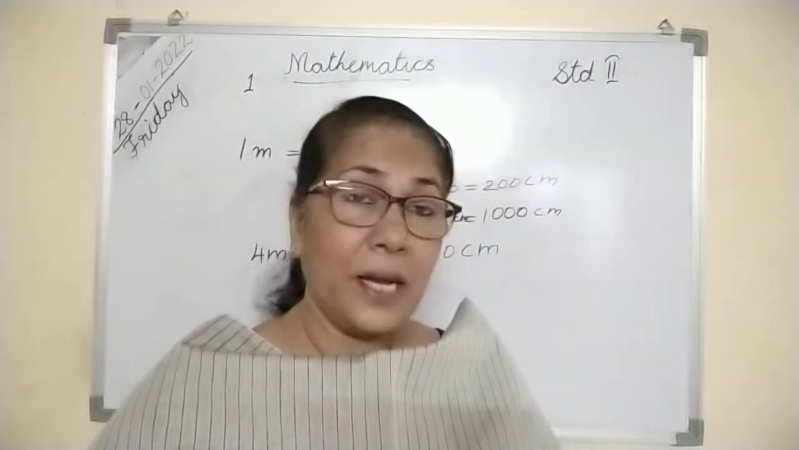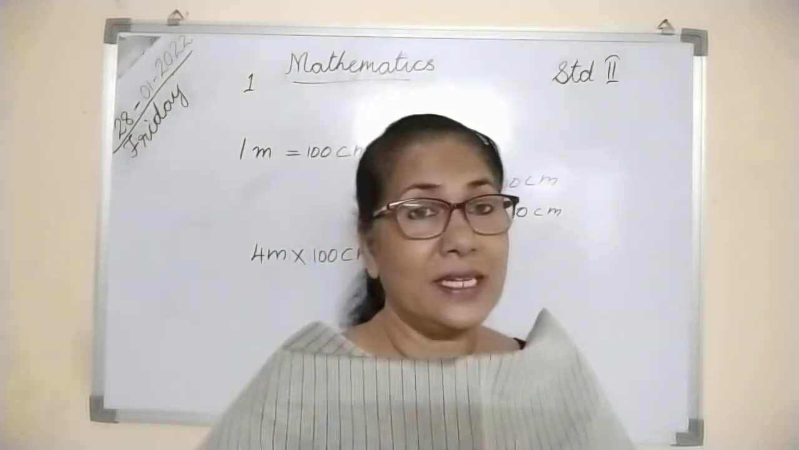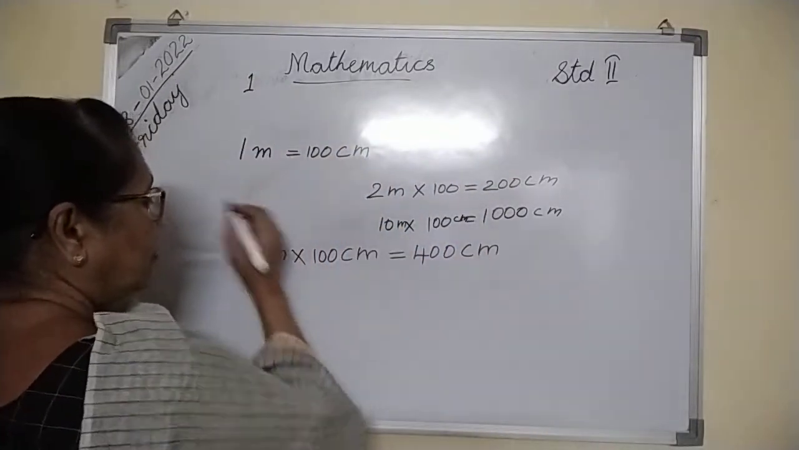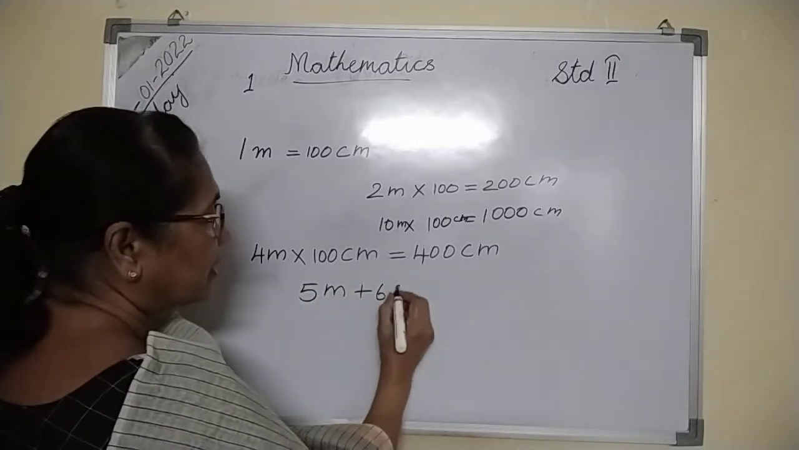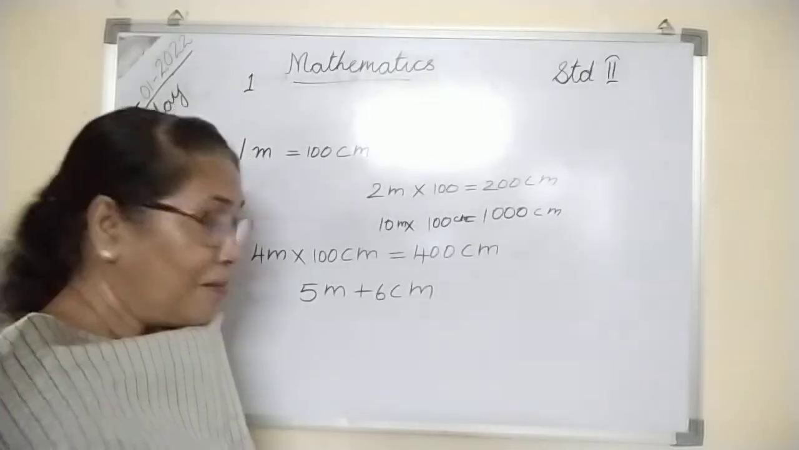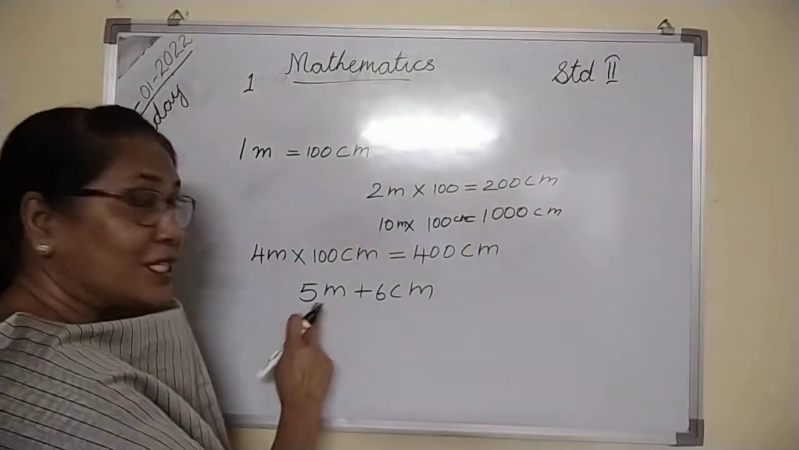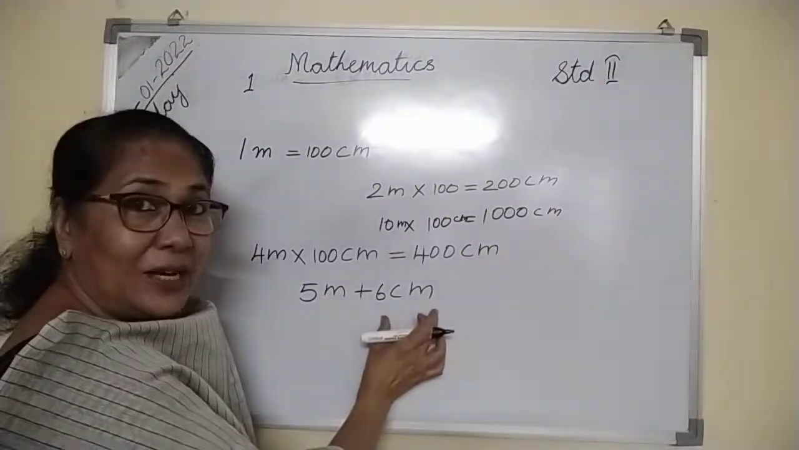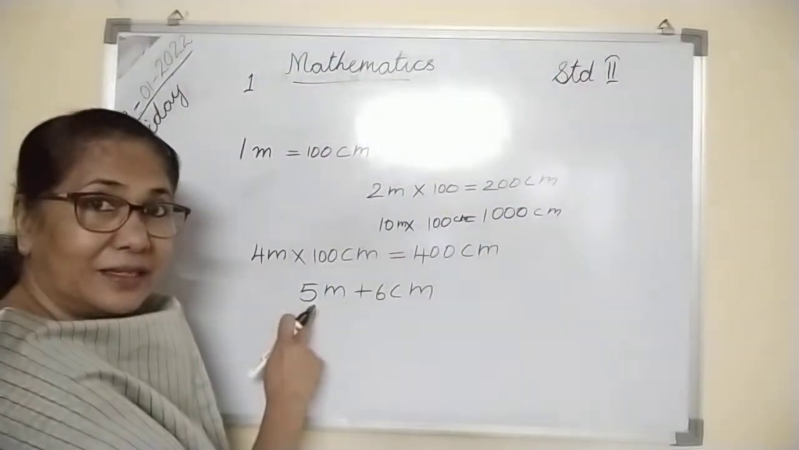Now 5 meters and 6 centimeters. Now we have to convert this into centimeters. 5 meters plus 6 centimeters. So will you read that as 56 centimeters? No, because this is 5 meters. Look here, this is 5 meters. This is only 6 centimeters, equally divided into 6 equal parts. Now this we have not divided.